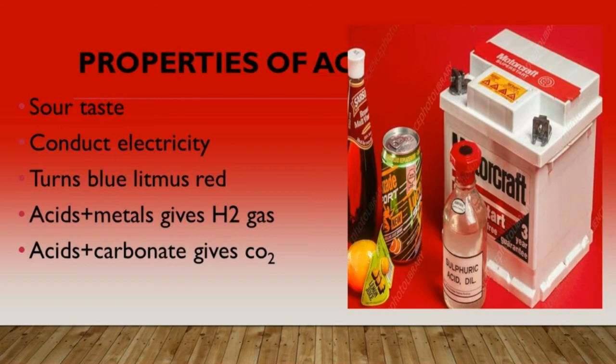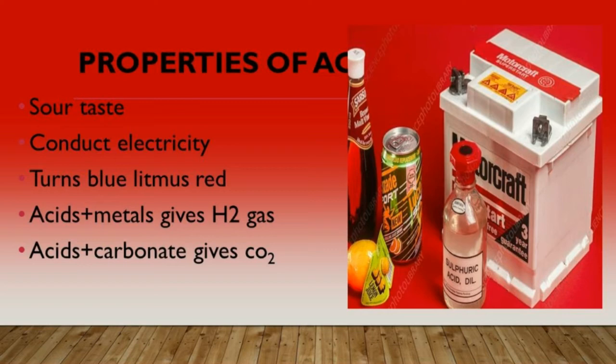Acids react with metal carbonates and metal hydrogen carbonates to give carbon dioxide. That means Na2CO3 plus 2HCl gives 2NaCl plus H2O plus carbon dioxide, which is given off as a gas.